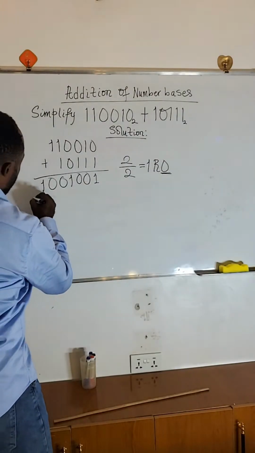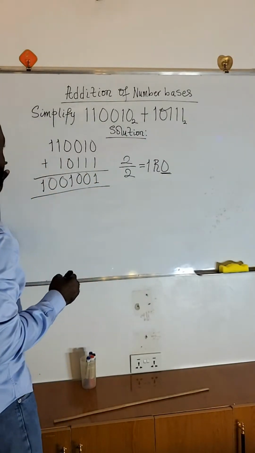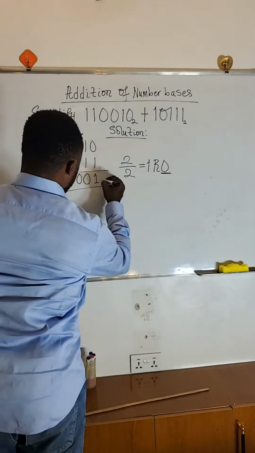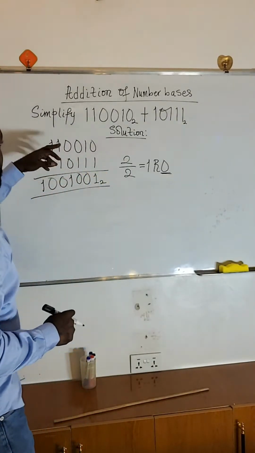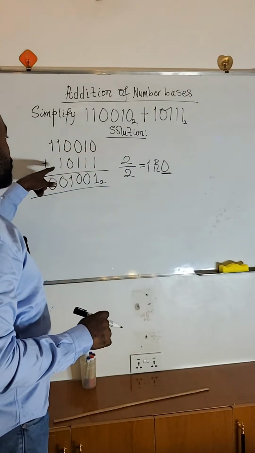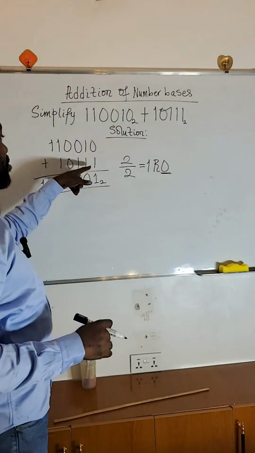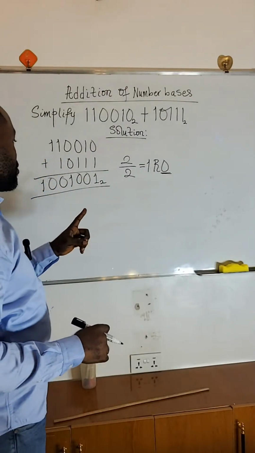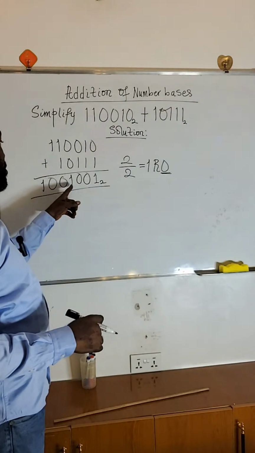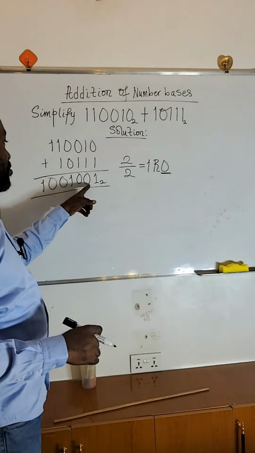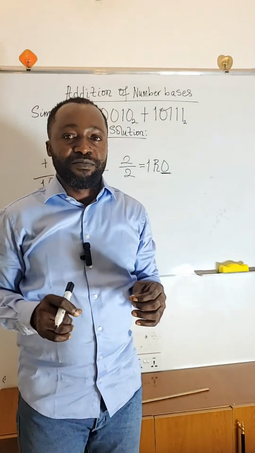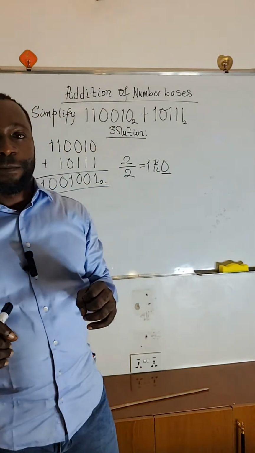You can now say, therefore, the addition becomes: if you add 110010 to 10111 in base 2, it will give you 100101 in base 2. It is as simple as that.